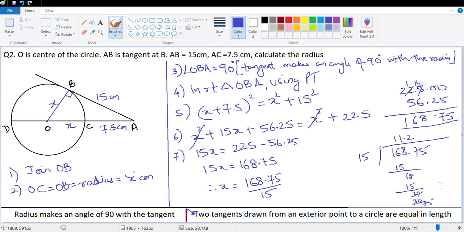30, that's 75, so that's 5. So x is equal to 11.25 centimeter. Therefore, radius is equal to 11.25 centimeter. That's the final answer. Let's look at the next question.